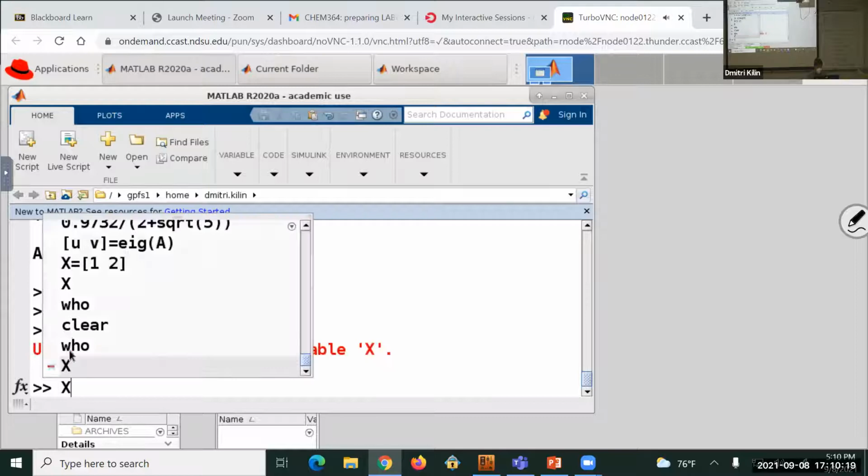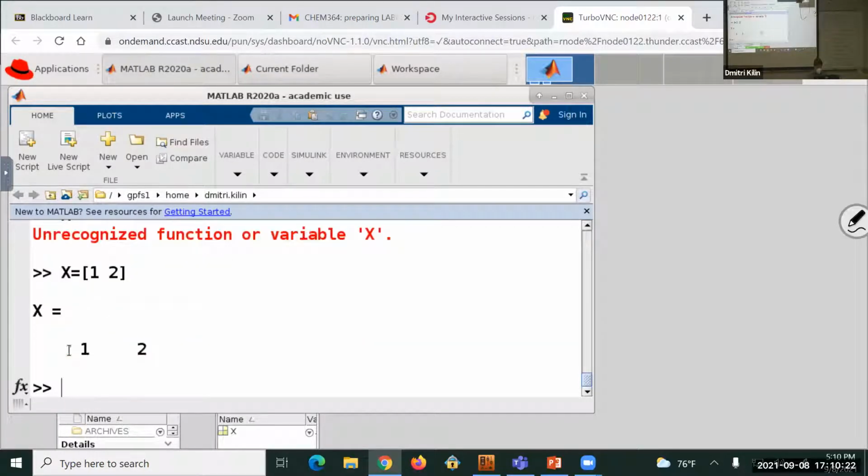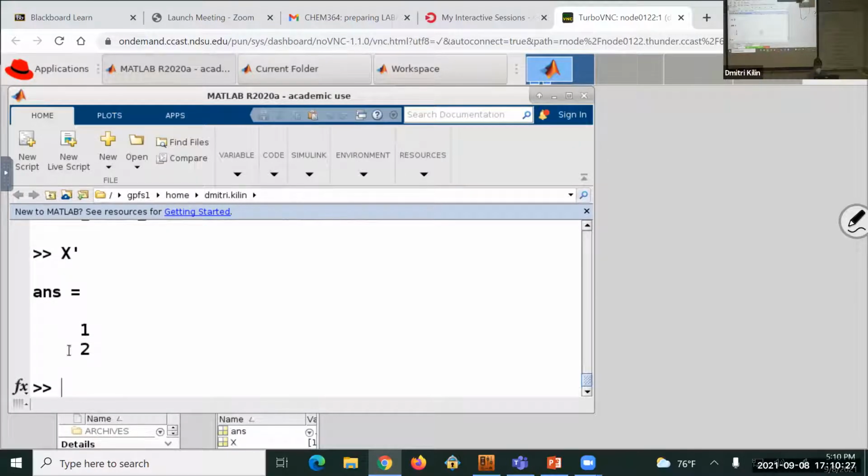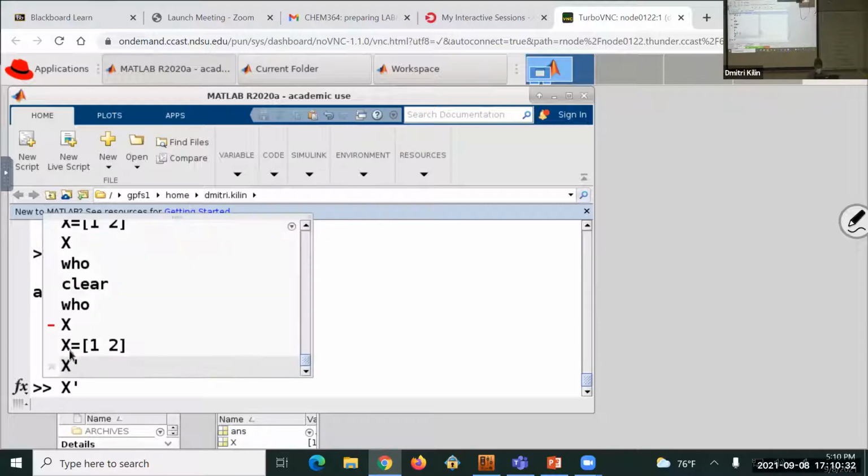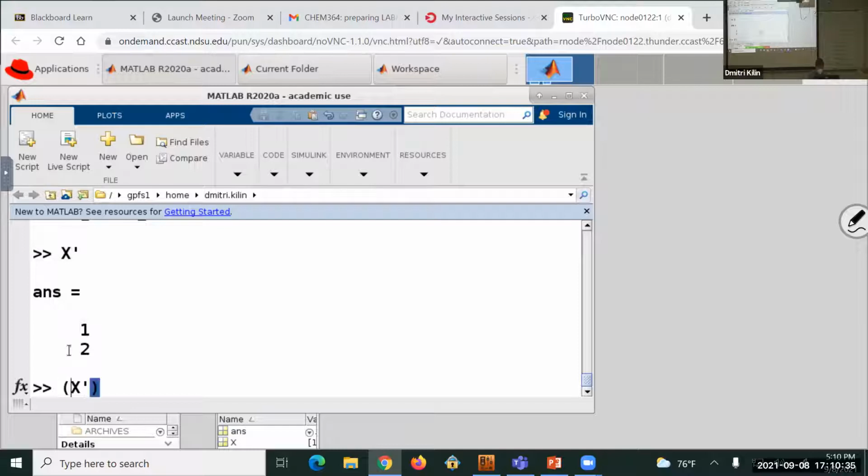So nothing comes up. A little apostrophe sign means transpose, and it converts a row into a column. And if I apply it once again, it converts the column into a row, right? So it compensates itself.